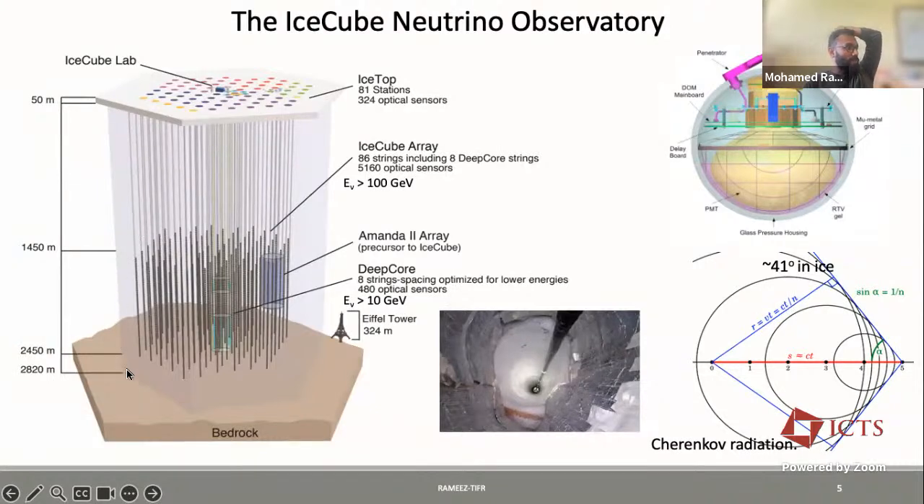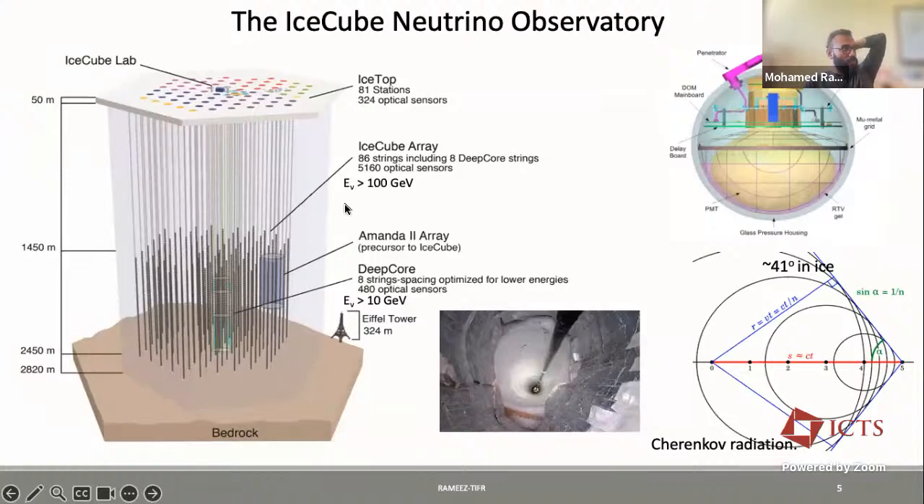And so we have 5,160 of these modules embedded within the ice. They are embedded along 86 strings. Each string is a cable with 60 of these digital optical modules on board, somewhat evenly distributed in distance, and then you have lowered it deep into the ice.